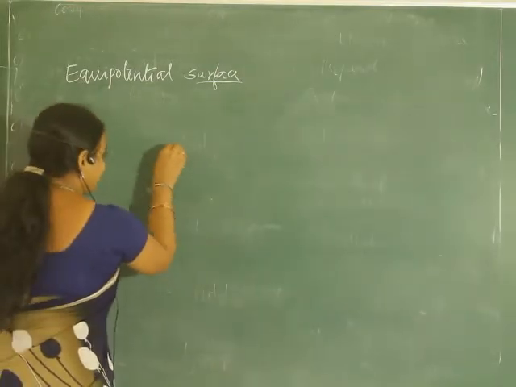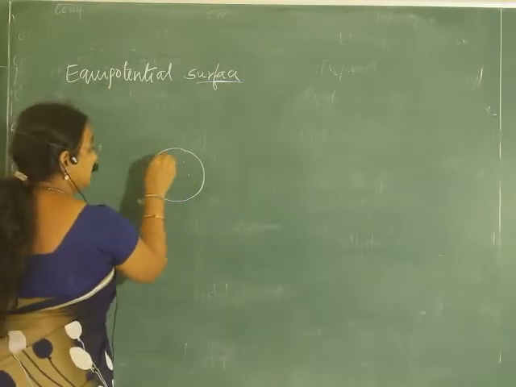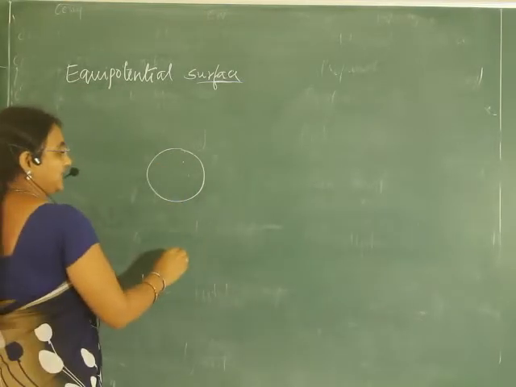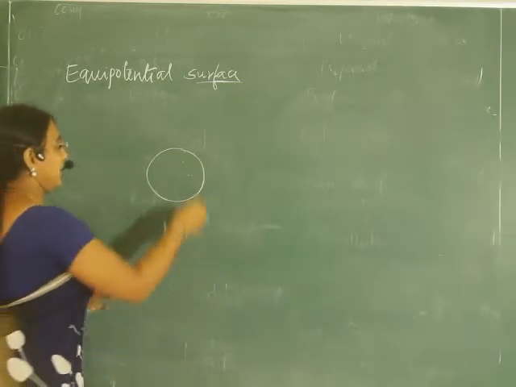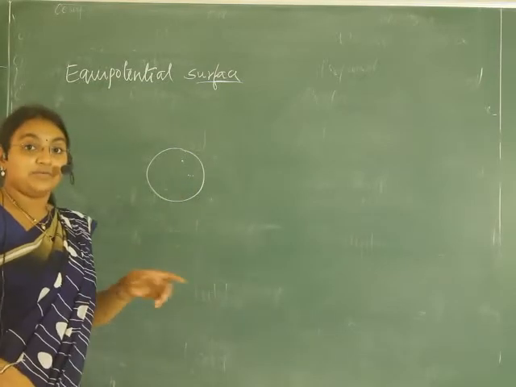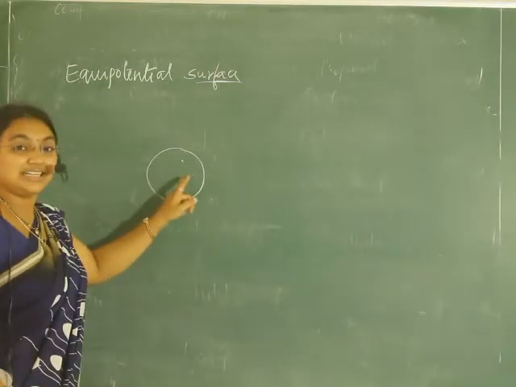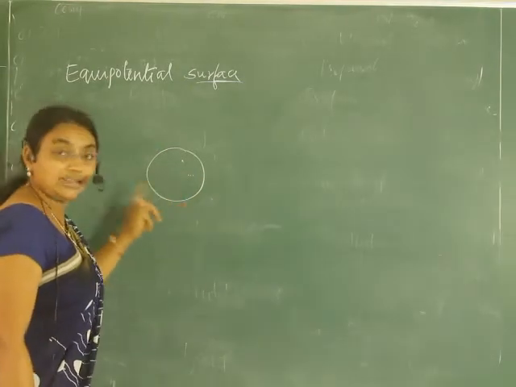For a charged conductor, potential inside the charged conductor is always same at all the points. So if the potential is same at all the points, wherever you check, here what is the potential? V. Here V. Here V. Okay. For a charged conductor, potential inside the charged conductor is same at all the points.